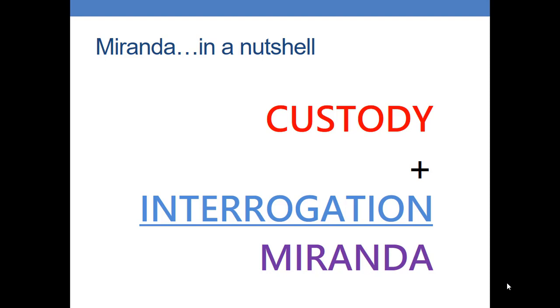Miranda is often misunderstood. However, it's actually quite simple. The Miranda notification requirement kicks in when two conditions are simultaneously met: custody and interrogation, police questioning. When a person is in custody, in other words, not free to leave, and is being questioned about a crime, police need to provide the Miranda notification.